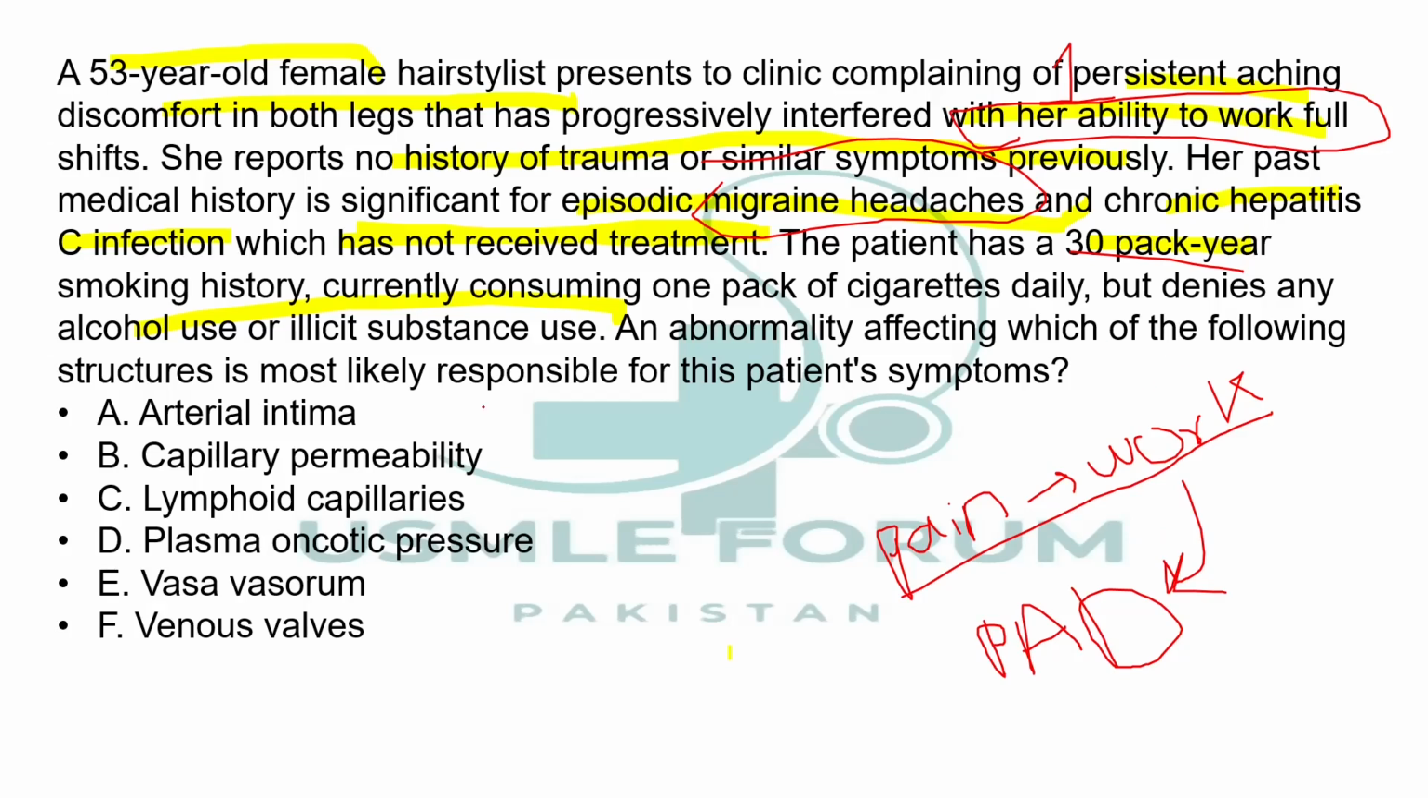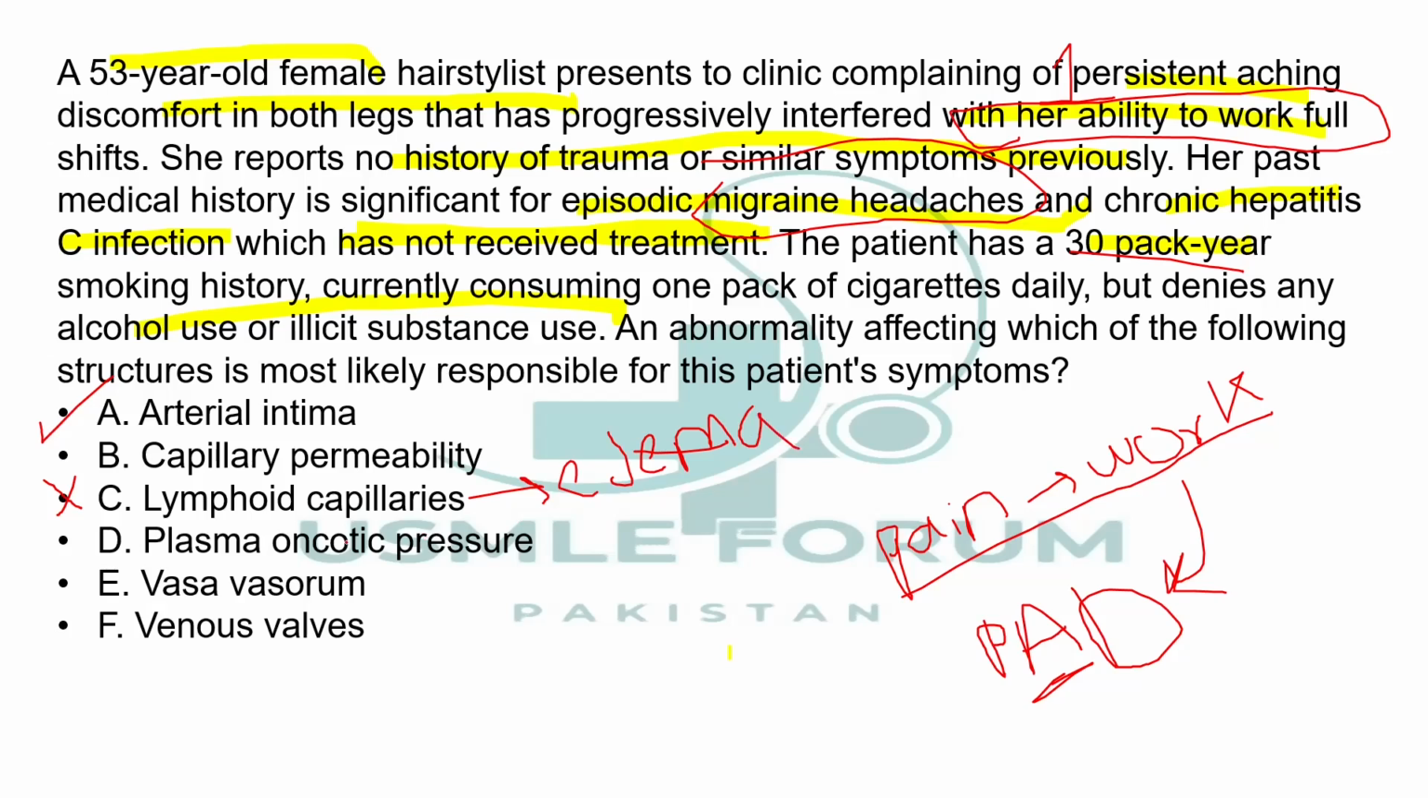They're asking which structure it is affecting. Once you remember that pain from work is PAD, it's quite easy because it says peripheral arterial disease in itself. So just look at the options and choose the correct one: arterial intima. Why wouldn't the other options be right? Lymphoid capillaries are not involved in any peripheral disease, be it venous or arterial. Lymphatic involvement would give some sort of edema in the question. There is no edema, so you don't have to think about the lymphoid capillaries over here.